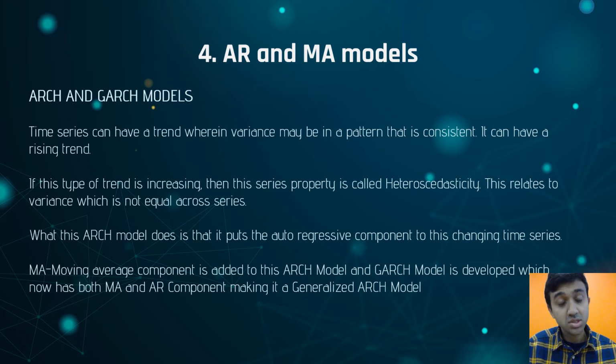So what the ARCH model does is it incorporates the autoregressive component to this changing time series, and the moving average component is added into the ARCH model, and the GARCH model is developed. That's why it's called a generalized model, making it GARCH.